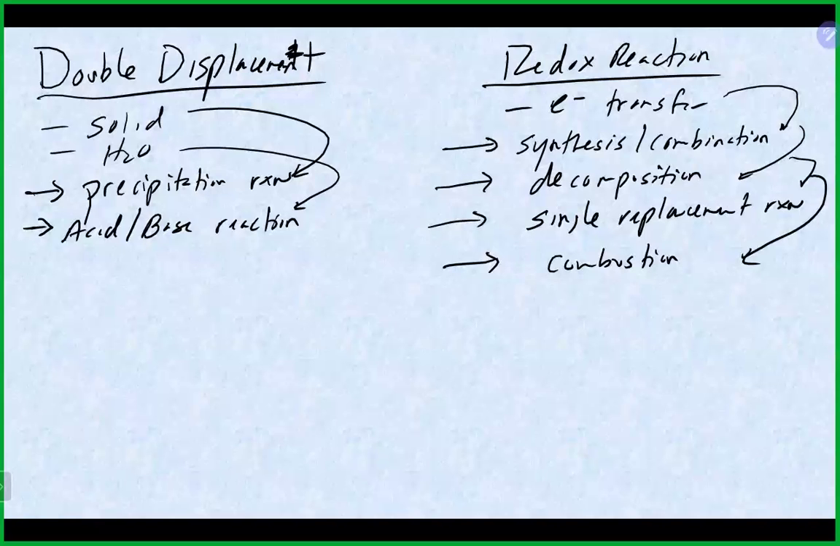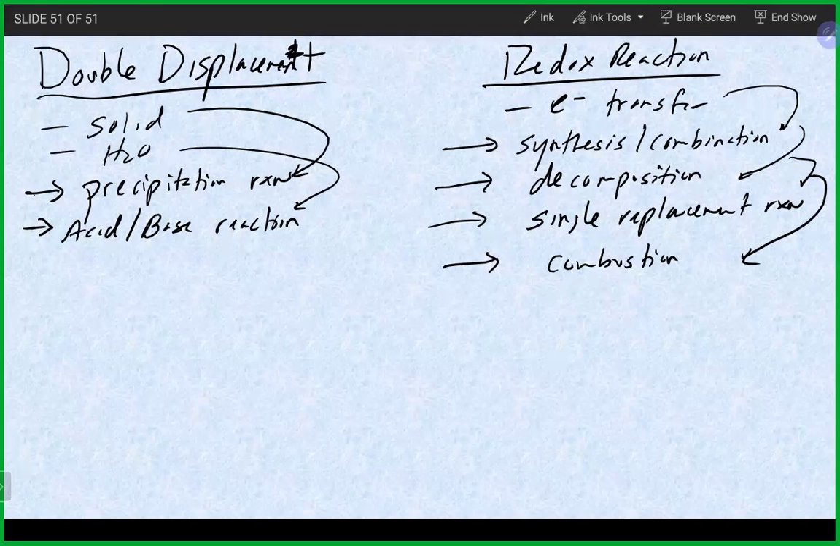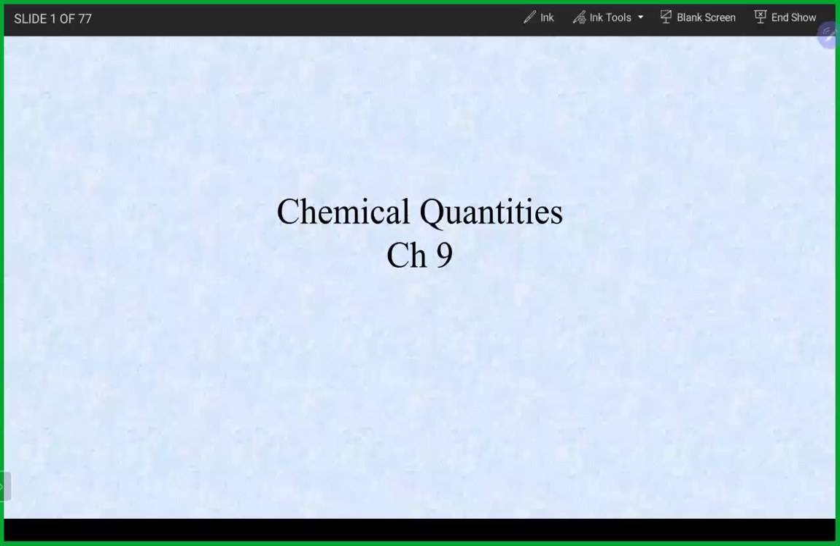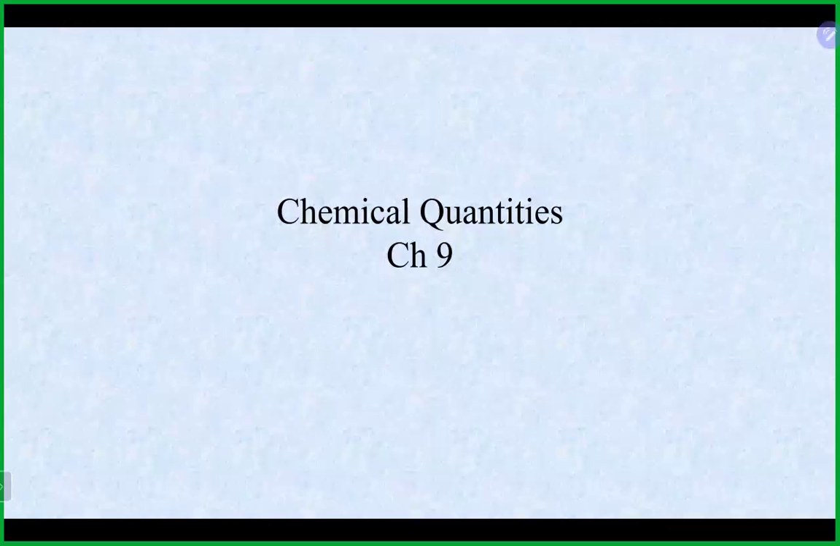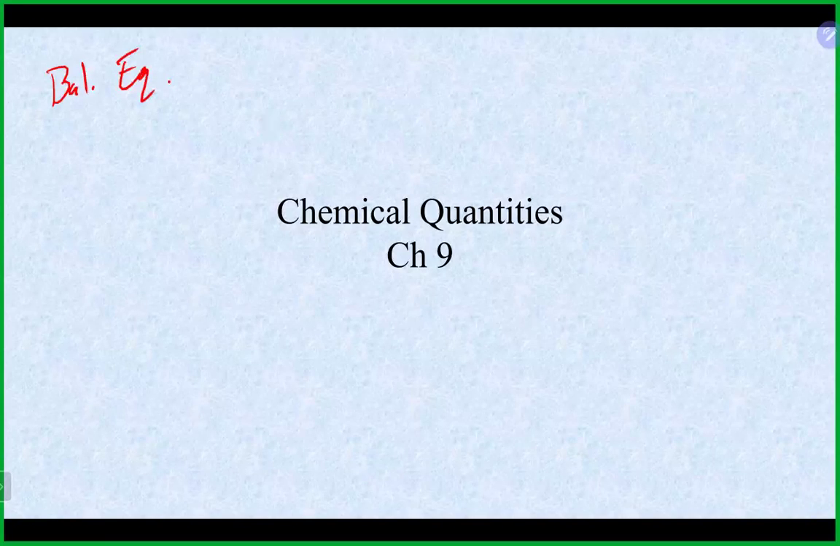All right, that wraps up chapter 7. We're going to go to chapter 9 next and put together everything that we've been talking about. In chapter 9, we're going to put together several things: our balanced equations, our grams to moles, and we're going to do calculations from a balanced equation.